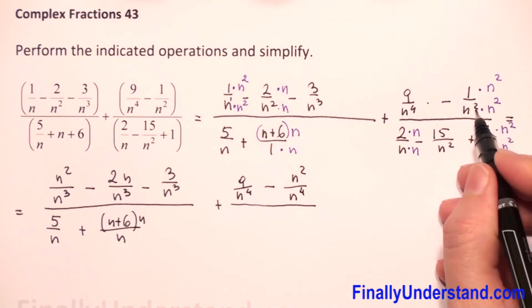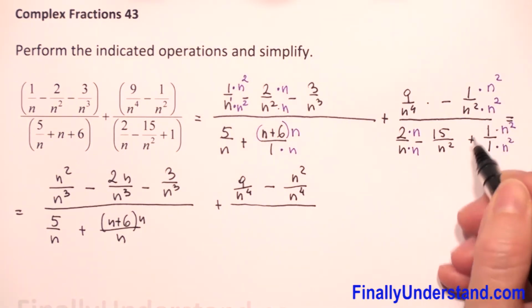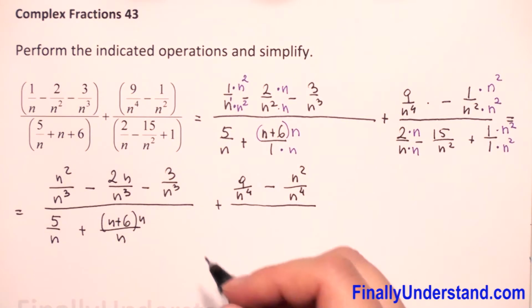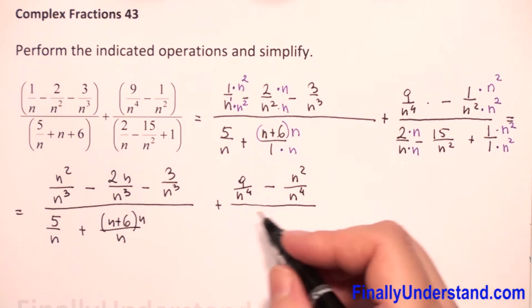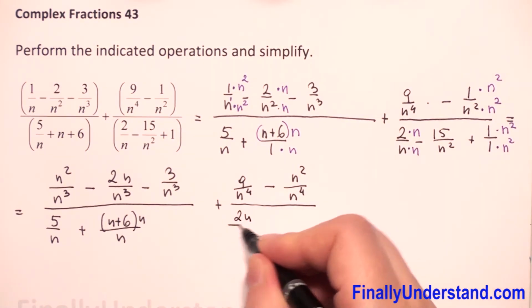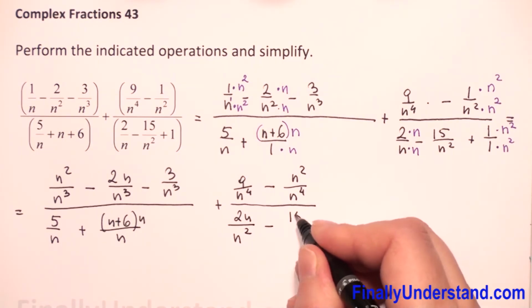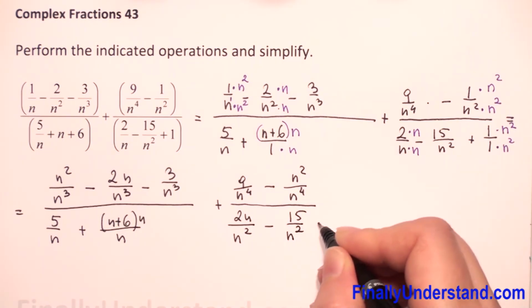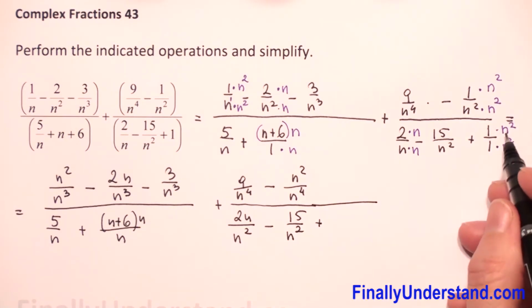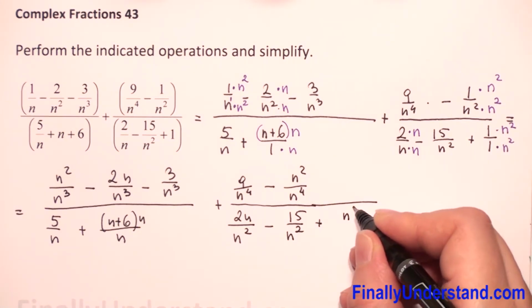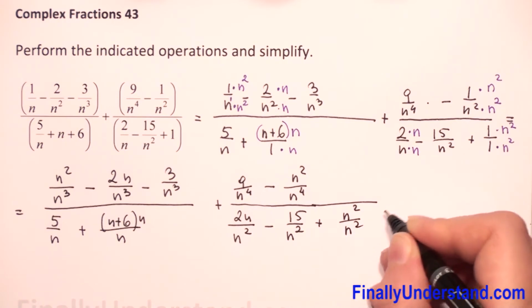We add exponents, 2 plus 2 is 4. We copy the base and add exponents. And in the denominator we have 2 times n is 2n over n times n is n square, minus, we have 15n square, and we have plus 1 times n square is n square over n square.